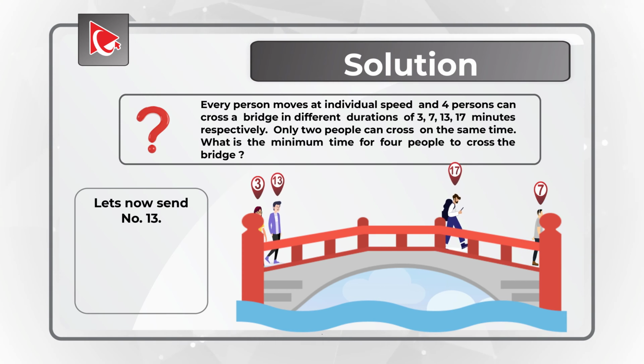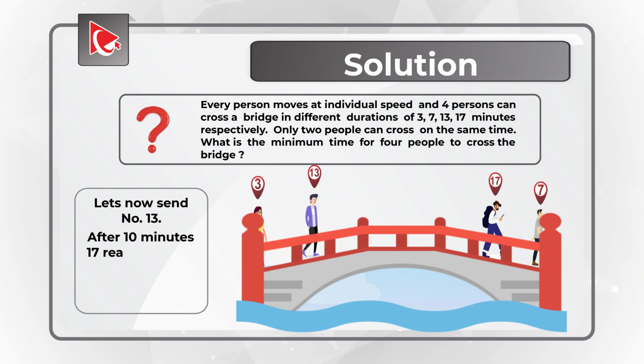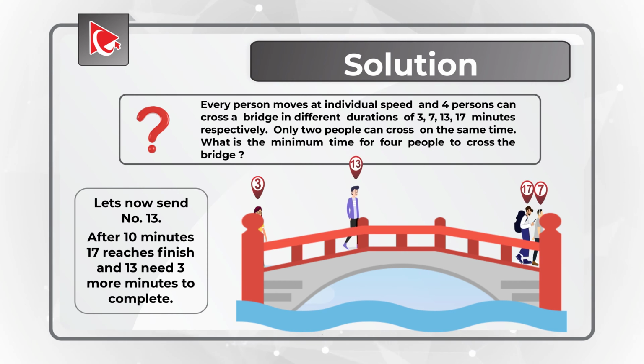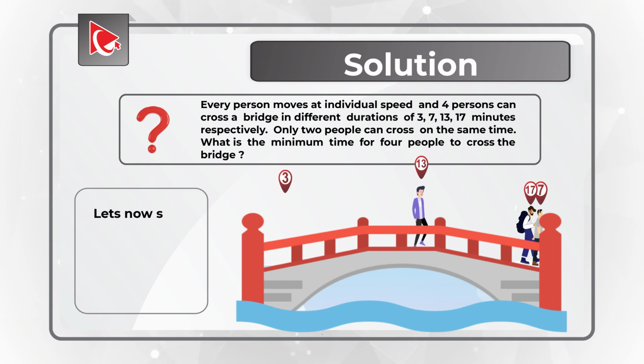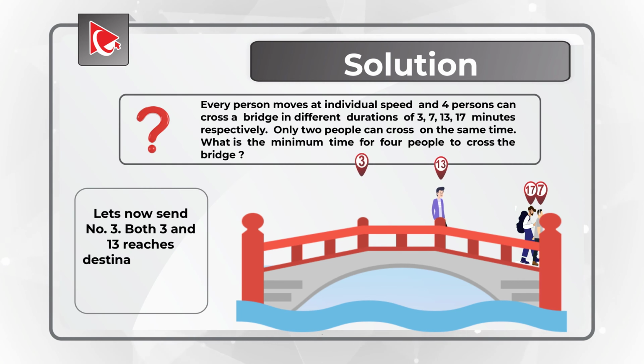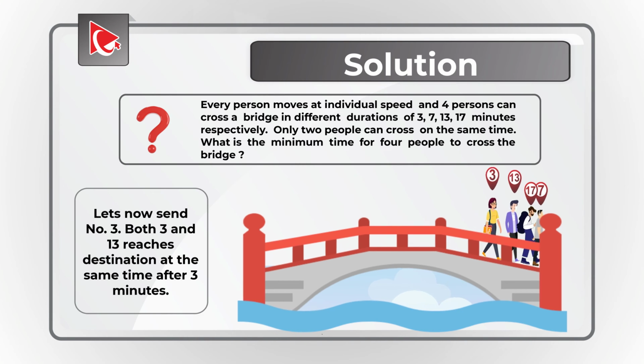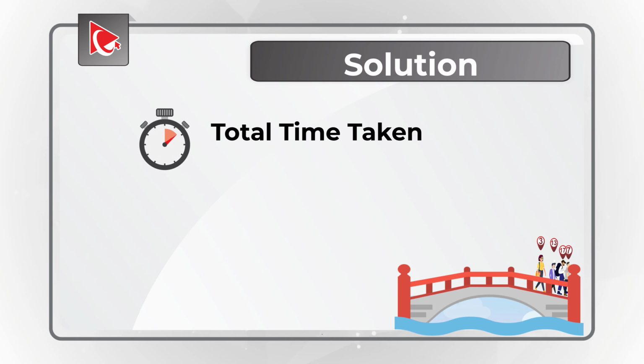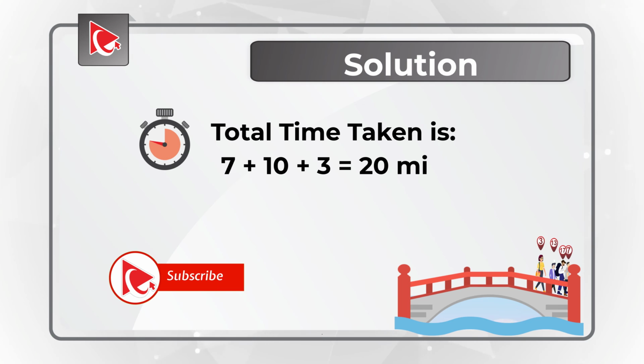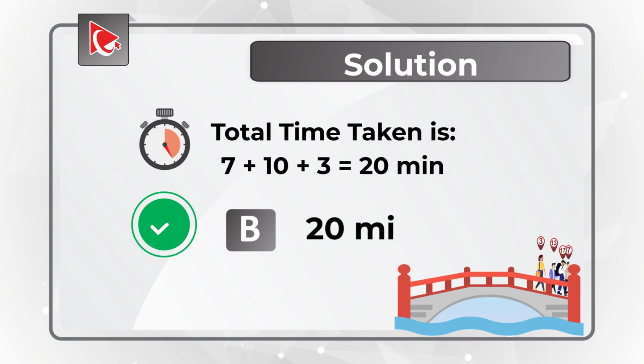Let's now send number 13. After additional 10 minutes, number 17 reaches the finish line, and number 13 needs 3 more minutes to complete the travel. Let's now send number 3. Both number 3 and number 13 reached destination at the same time, after additional 3 minutes. And total time it took for travelers to cross the bridge would be 7 plus 10 plus 3 equals 20 minutes. So the correct answer here is choice B, 20 minutes.